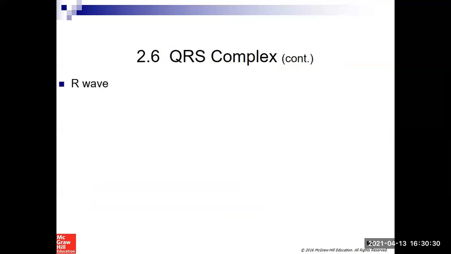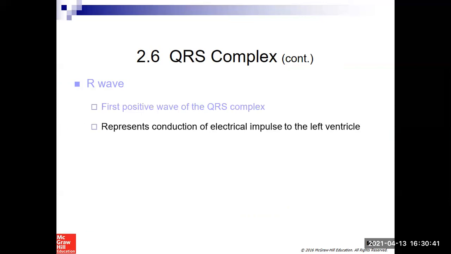Your R wave is the first positive wave of the QRS complex because it's going up above the isoelectric line. It represents conduction of electrical impulses to the left ventricle. This is the first positive wave of the QRS complex, which is your R, and it represents conduction of electrical impulse to your left ventricle, your R wave.